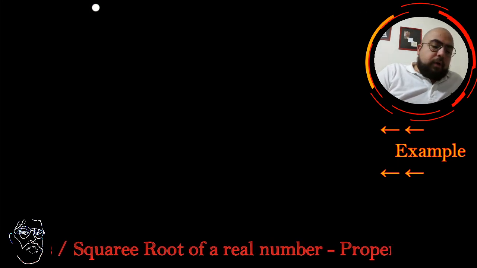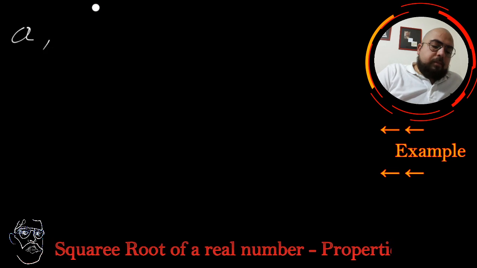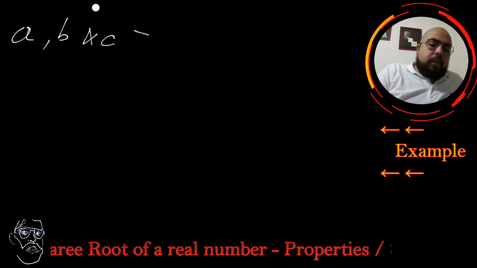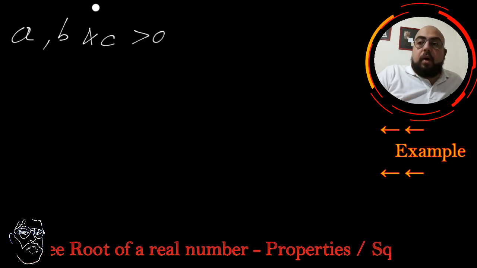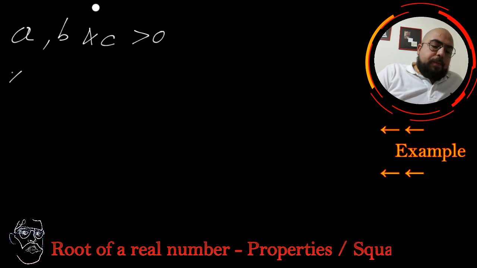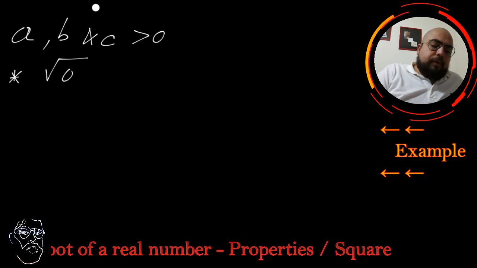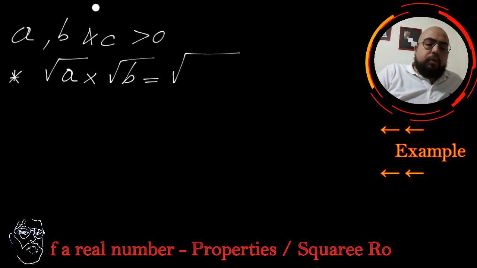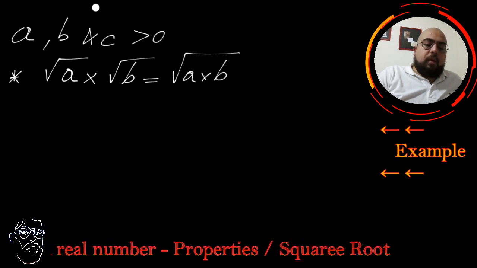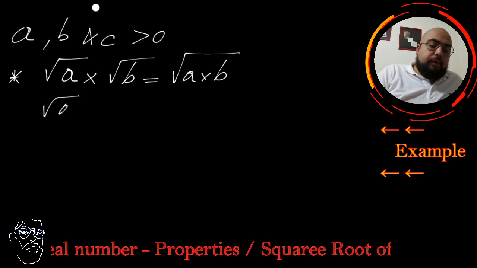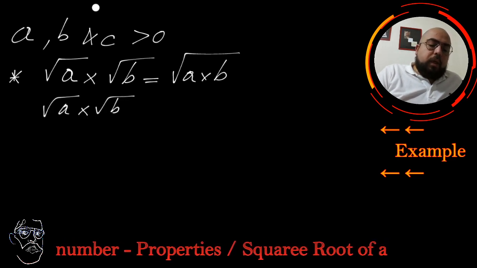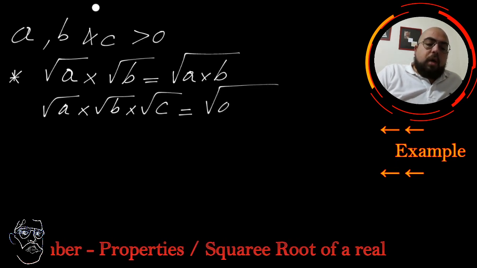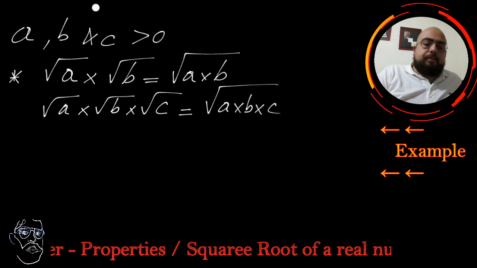The first one, whenever you have a, b, and c, real numbers, but I'm going to consider them positive, the first property that you have is the square root of a times the square root of b. It can be written as the square root of a times b. Similarly, when you have square root of a times the square root of b times square root of c, it can be written as the square root of a times b times c.